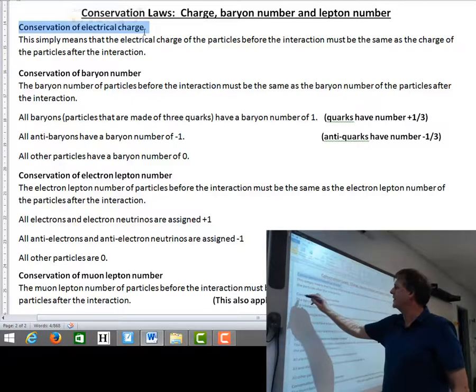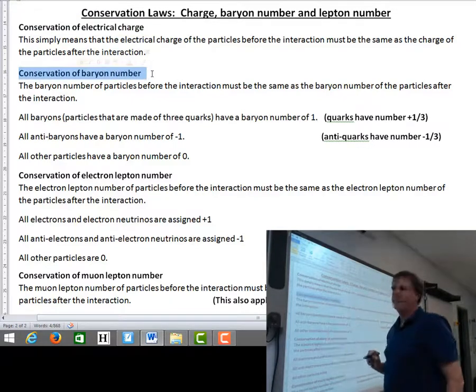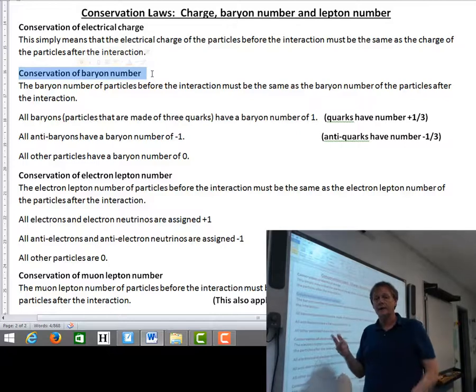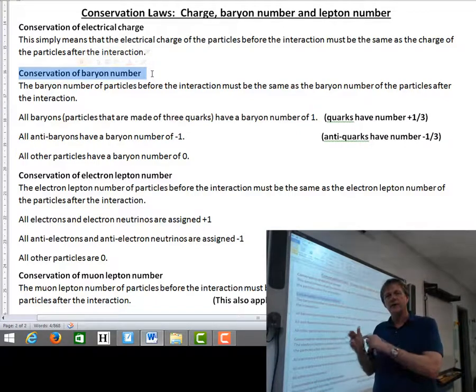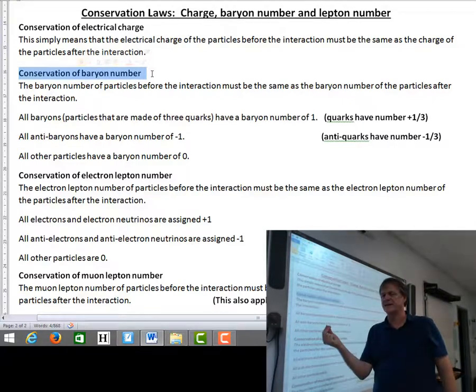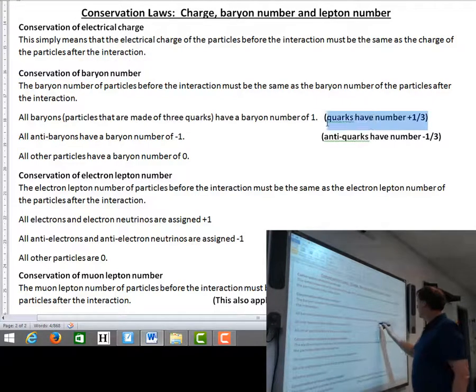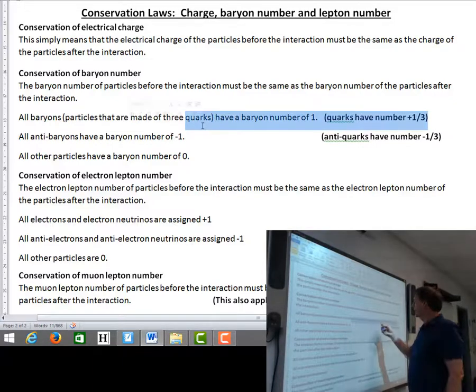You've also got conservation of baryon number. Now, an example of a baryon would be a proton. That's one baryon, so it has a baryon number of 1. Since it consists of 3 quarks, 2 ups and a down, you can think of each of those having a third of a baryon number each, because the 3 of them put together give you a baryon number of 1.